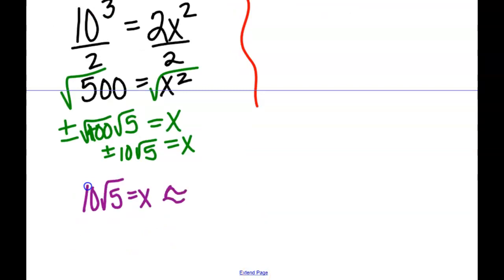Or approximately, anybody have a decimal for me? Square root of 500 is 22.36. Thank you.